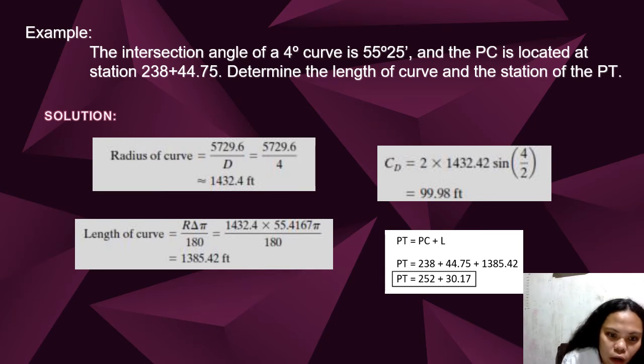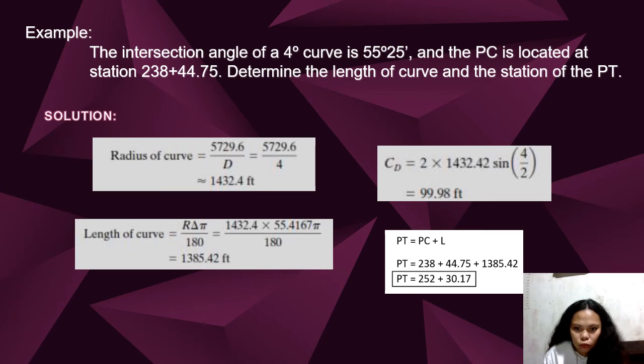Next, ang length of curve. Then, ilagay natin yung R, yung radius na answer kanina, 1,432.4 times 55.4167 times pi. Ang 55.4167 kay mauna na siya, ang 55 degrees and 25 minutes. Tapos, times pi over 180, then we will get 1,385.42 feet.